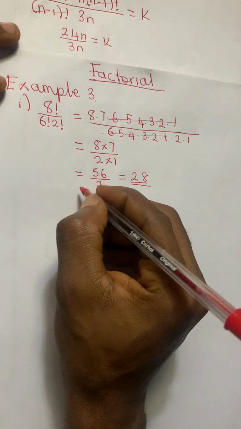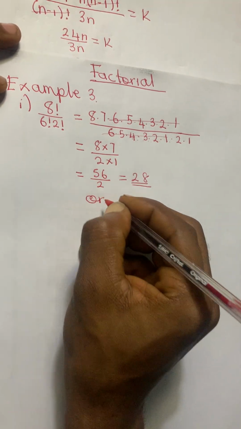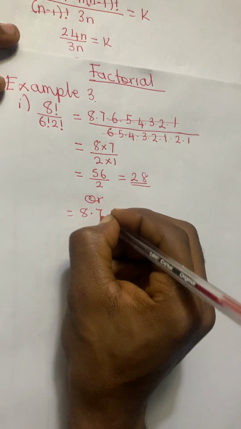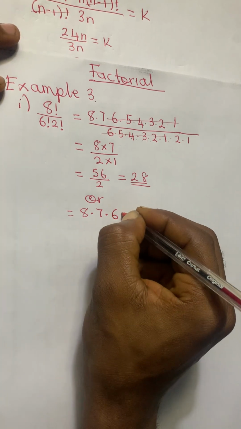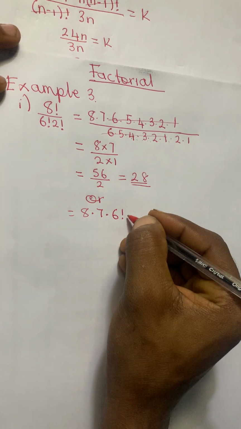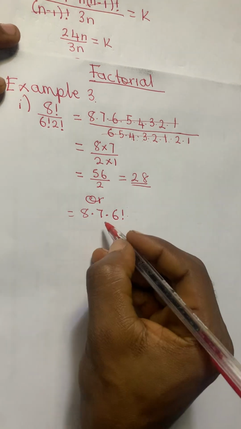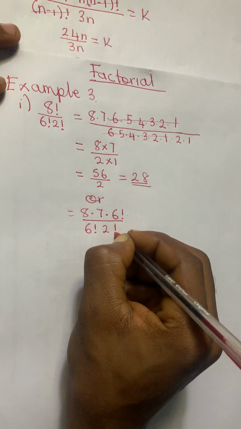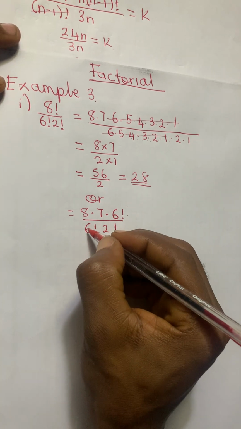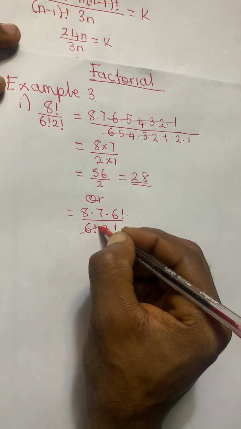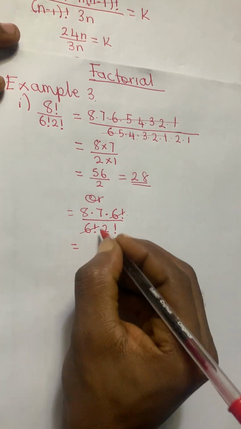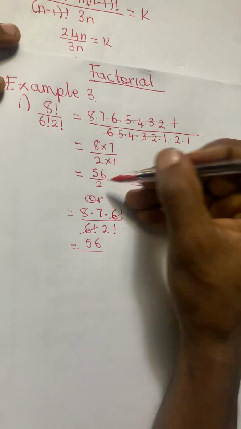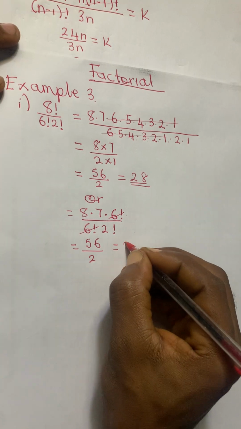Now, we can also solve this question in this manner. Repeating this, we know we have 8 times 7 times 6 factorial. I'm ending with the factorial because I don't want to continue. All over 6 factorial multiplying 2 factorial. What is happening here? The 6 factorial exists as a numerator and a denominator, so we cancel out. 8 times 7 is 56. 2 factorial, from what we've already said, is 2. And therefore, our answer is 28.